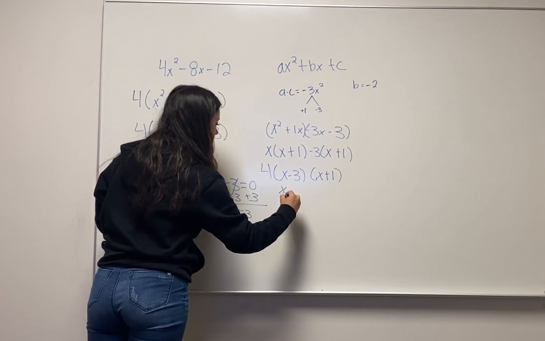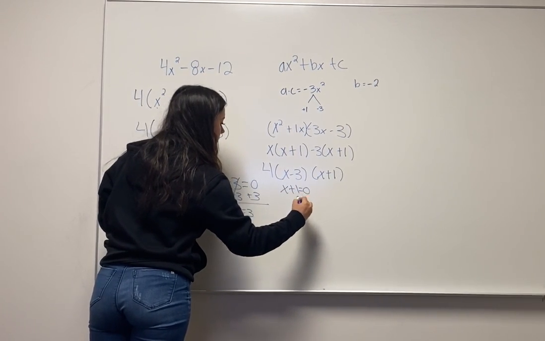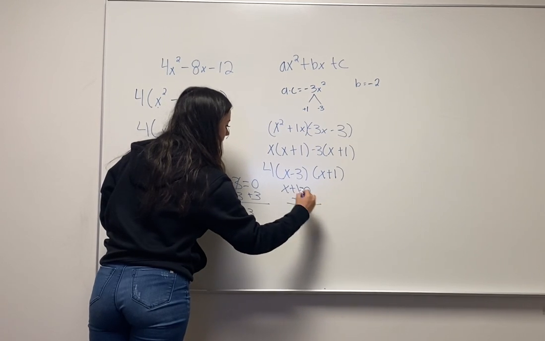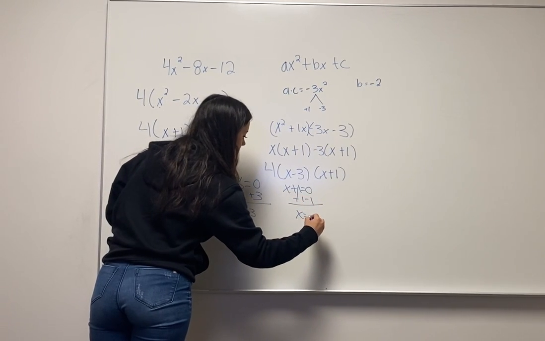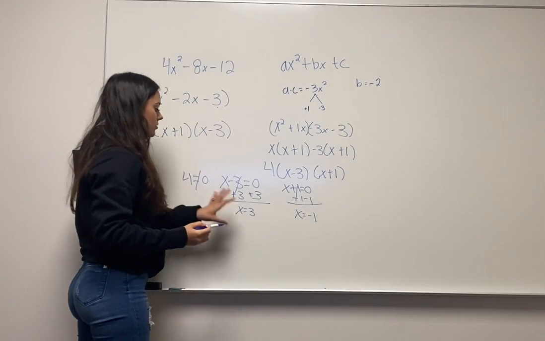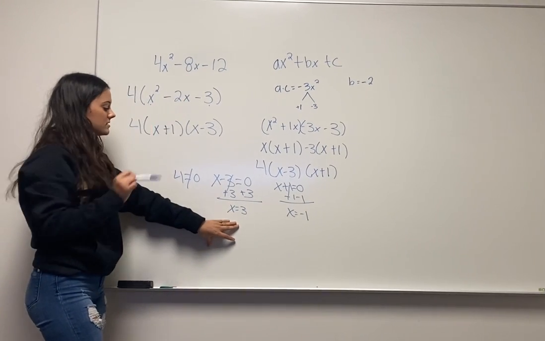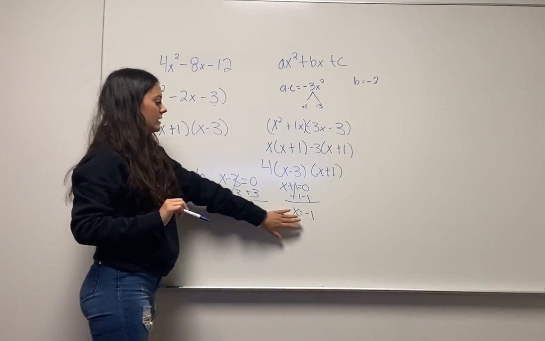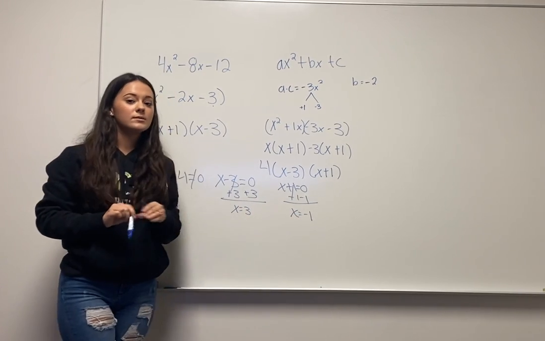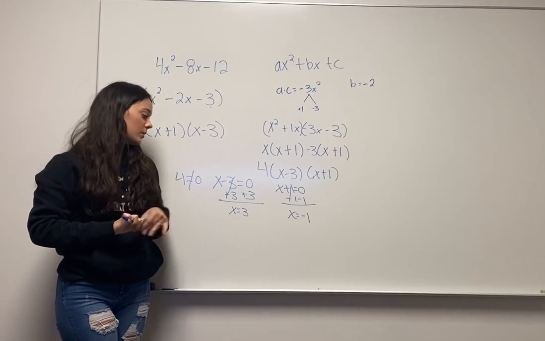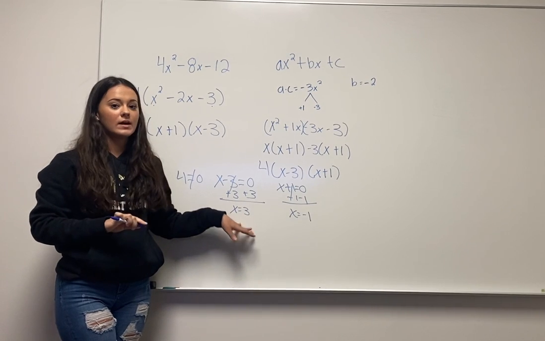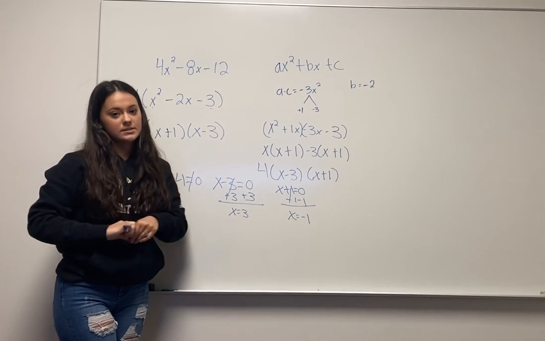And the same thing with x plus 1 equals 0. You subtract 1 from both sides, and you're left with x equals negative 1. So the zeros of this function are x equals 3 and x equals negative 1. And this simply means that the zeros are going to fall on your x-axis. So that's where the graph will cross the x-axis.